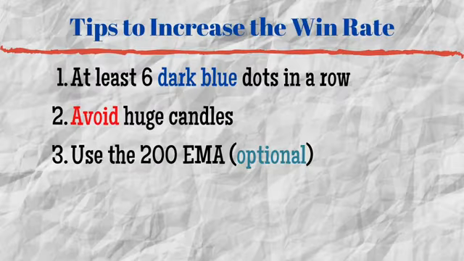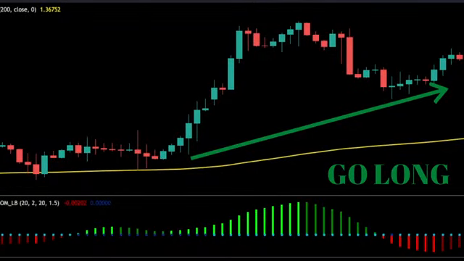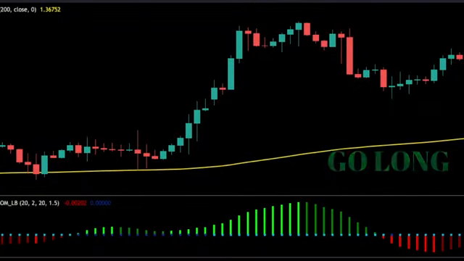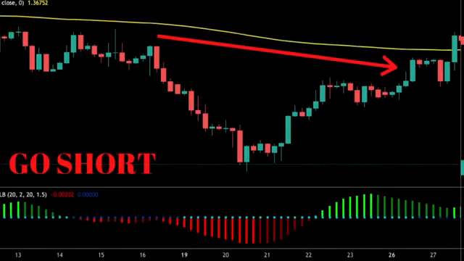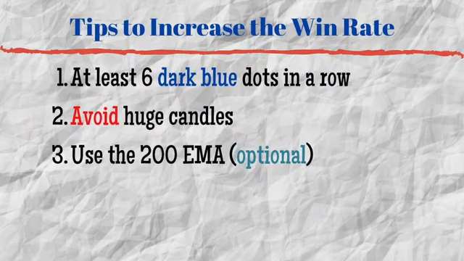Third, you can use moving averages to filter your entries, as we do with nearly all of our strategies. If the price is above the 200 EMA, only look to go long, and only take the short entries when the price is below the moving average. But keep in mind that it will also filter some good entries, so it is up to you to decide if you want to use it or not.